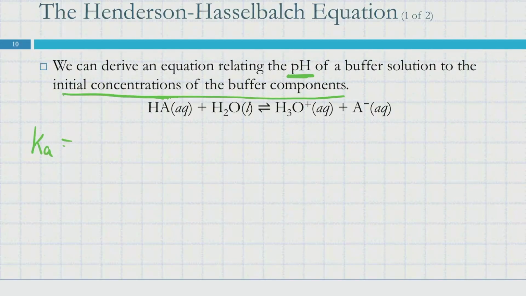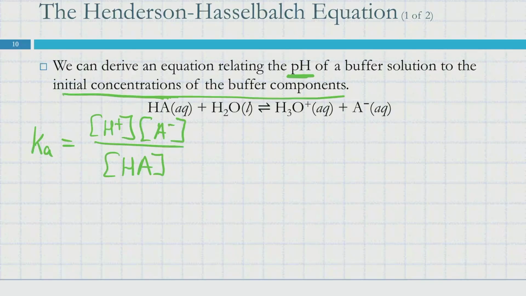Ka is our concentration of H+ times the concentration of A- over the concentration of HA. Water being a liquid, we can ignore it. Nothing new with our Ka expression there. We want to get straight to our pH based on these initial concentrations.